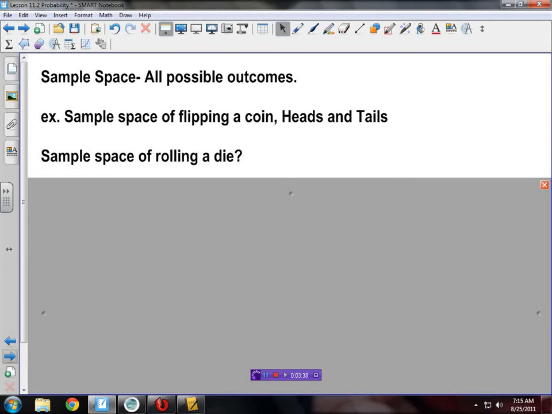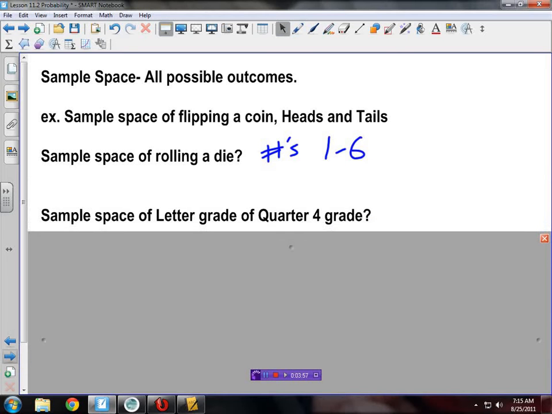So let's think, what's the sample space of rolling a die? Well, it kind of depends on what type of die you have. Most dice are six-sided, a six-sided die that you play Monopoly with. So the sample space here would be numbers 1 through 6.